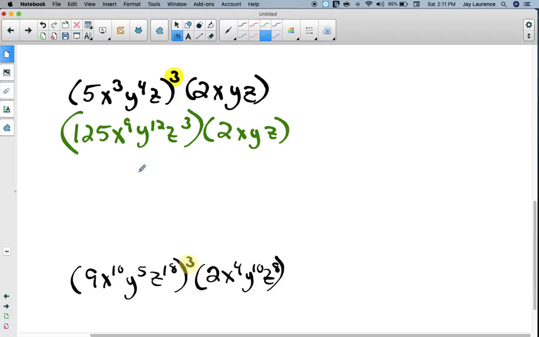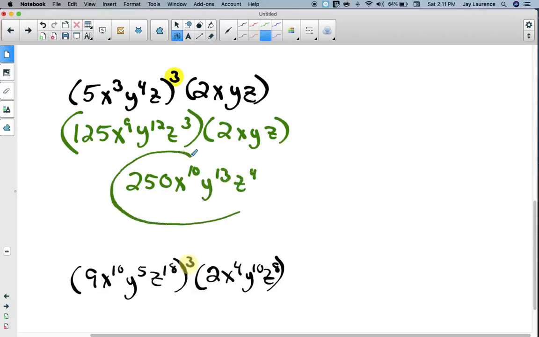Now I still have to multiply that by 2xyz. So 125 times 2 is going to be 250. X to the 9th times x is going to be x to the 10th. Y to the 12th times y will be y to the 13th. And z to the 3rd times z will be z to the 4th. And there you go.